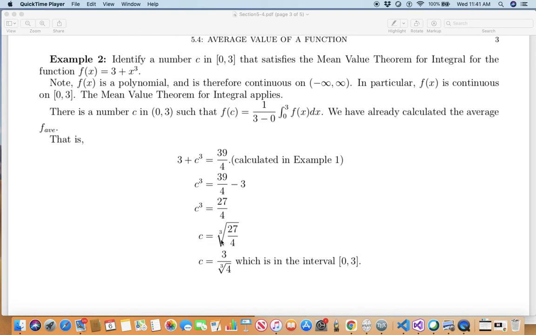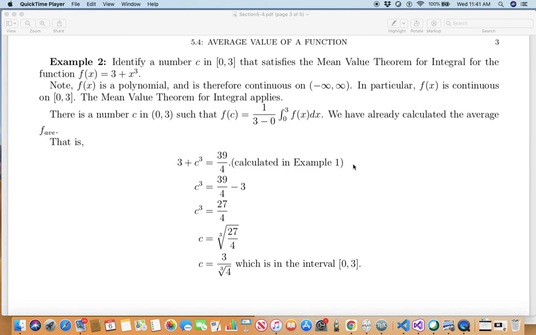c is therefore the cube root of 27 by 4. Okay, this is a real number. The other two cube roots are complex numbers. So you found one which is in your interval 0 to 3. Oh, by the way, before I even apply this, remember this is a polynomial, therefore it is continuous. You needed a continuous function to apply the mean value theorem.